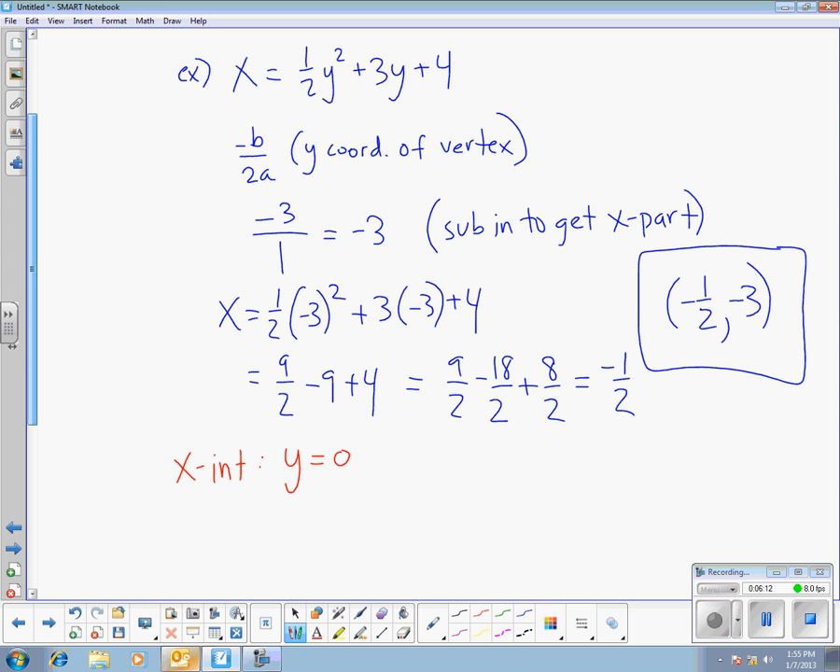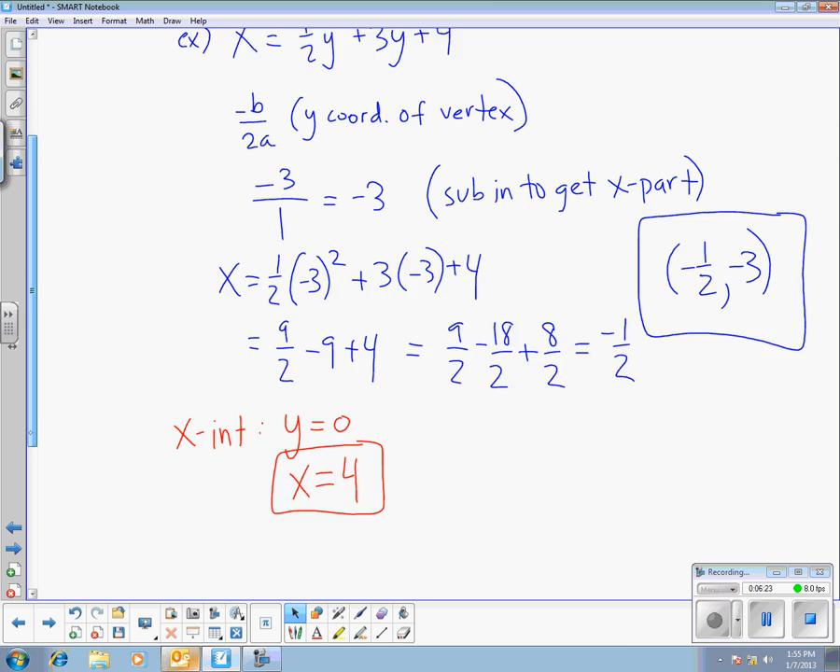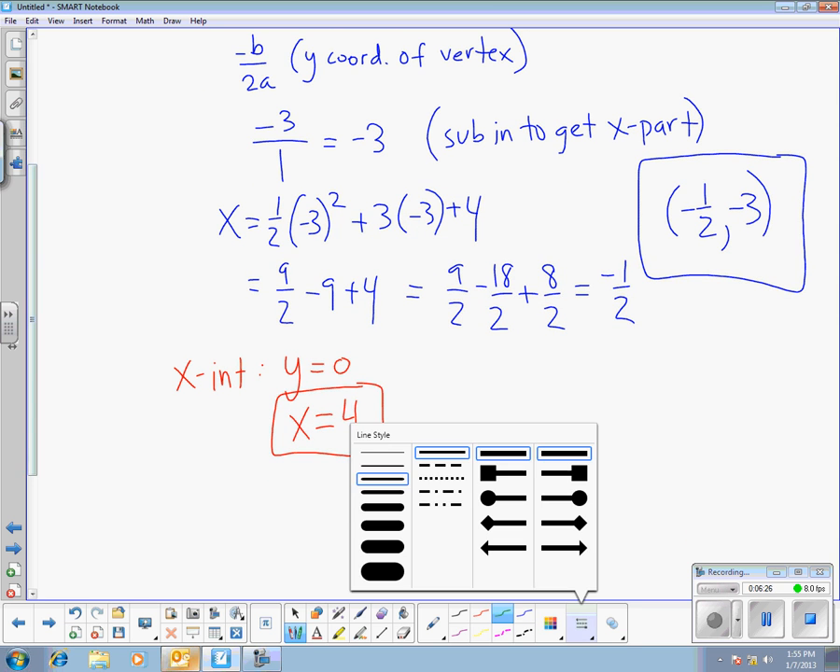So I'm going to set y equal to 0, and I'm going to get x equals 1/2 of 0 plus 3 times 0 plus 4. So the x-intercept is the easy one now. The y-intercept is going to be the one that takes a little work. So let's find the y-intercept.